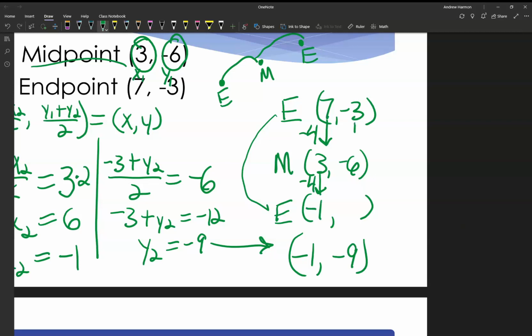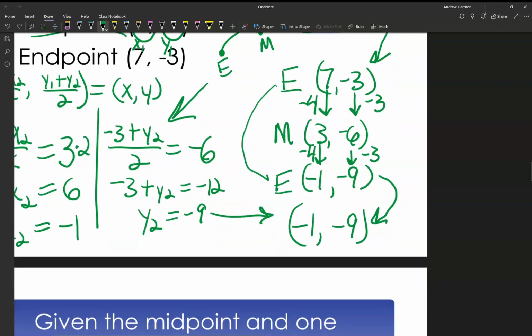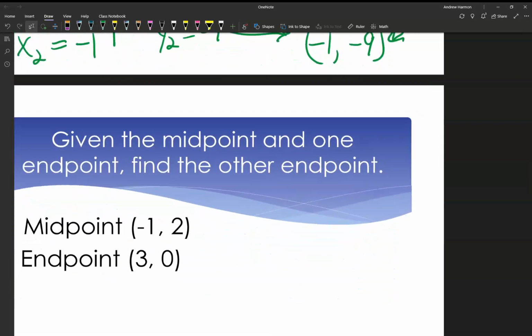And I'll do the same thing for my y. From negative 3 to negative 6, I have to subtract 3. So that means to get to my other endpoint, I have to subtract 3 again, and that gives me negative 9. Hey look, that's the same value I got from doing all this algebra over here. So it doesn't matter which way you do the problem, you're going to get the same answer. I just find the second method is a little simpler to follow along with when you're solving for a missing endpoint.